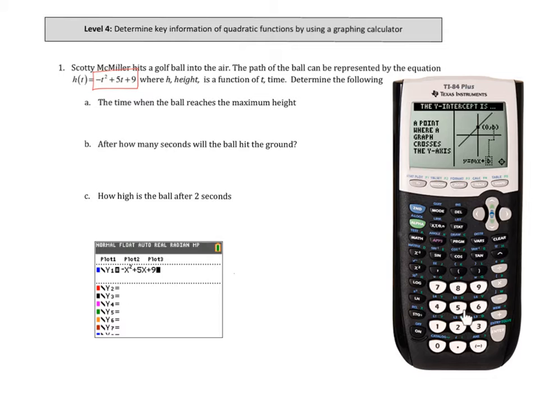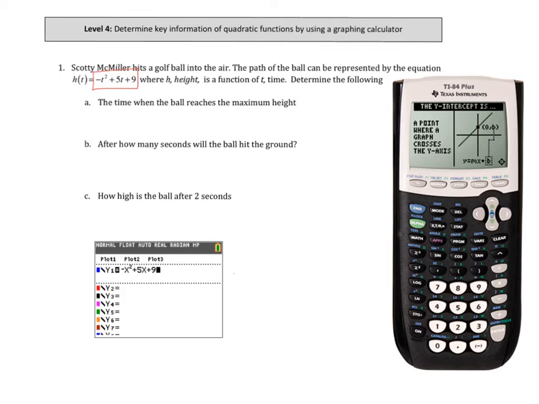Also, when you plug in the negative sign, make sure you use this negative button instead of the minus. This minus is for subtraction. This minus is for negative. So use the negative symbol down at the bottom, and then x, and then squared is the x squared button on the left, and then plus 5x plus 9 until your calculator looks just like mine.